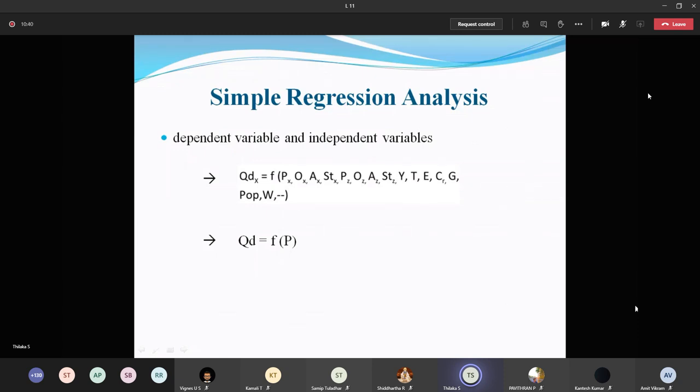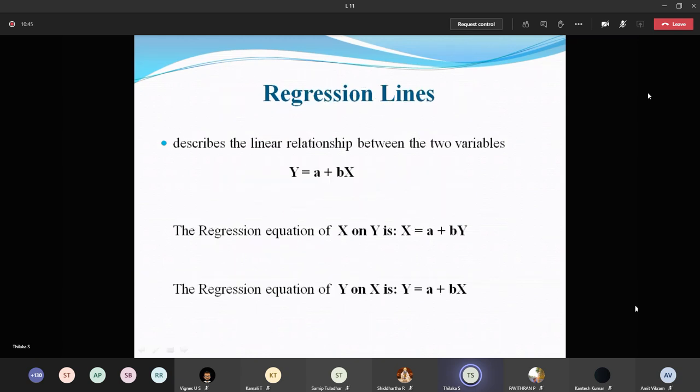And the next slide talks about the regression lines.